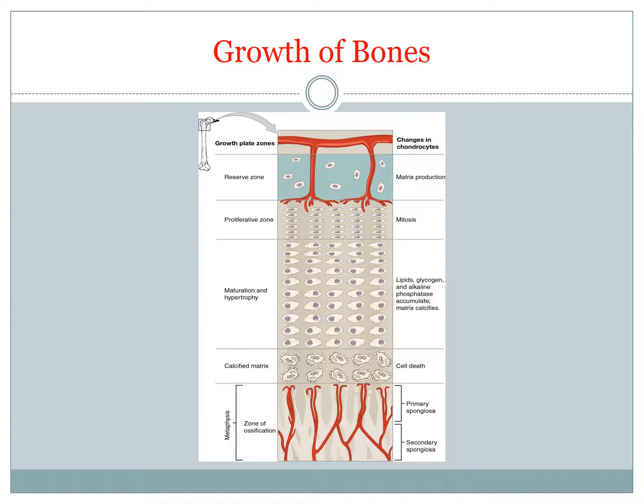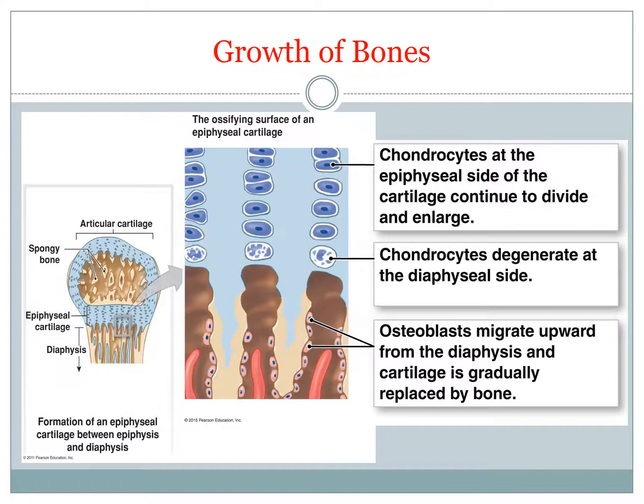The hyaline cartilage at the growth plate is eventually replaced entirely by bone. Once completely replaced with bone, the epiphyseal plate is now called the epiphyseal line. This typically occurs in the person's early 20s, and as a result, the person stops growing in height. And here you can see some of those steps that we just discussed.